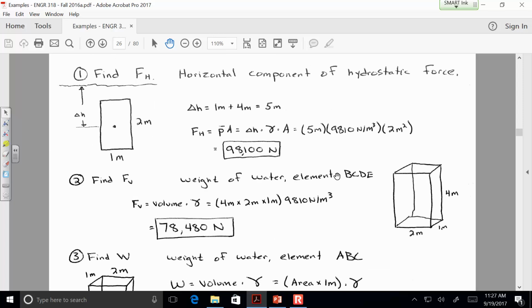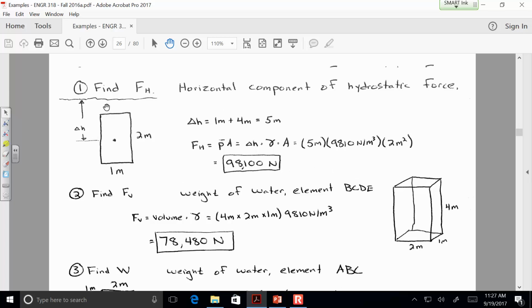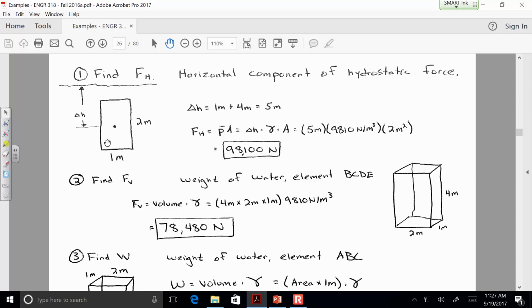All right, I put the solution up on the screen. The horizontal part we already did together. The horizontal force should be 98,100. Just to reiterate, we're taking this curved shape, finding the vertical projection of it, and then pretending there are forces acting only on that vertical projection. That's why delta H is 5 meters: the depth of the centroid for that vertical projection.